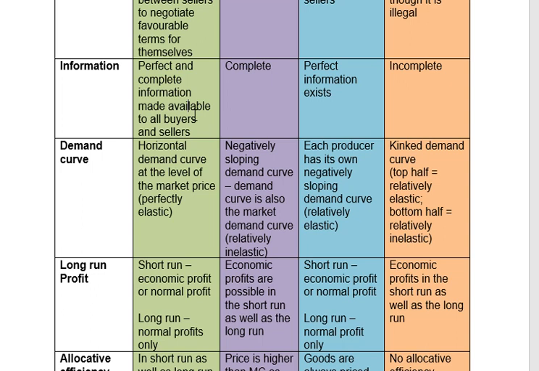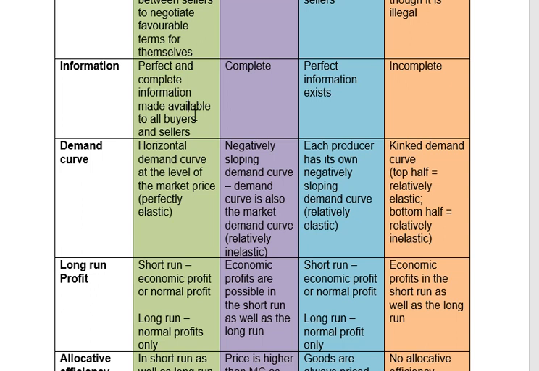All right, so in the monopoly, it is a negatively sloping demand curve and it is relatively inelastic. So where the perfect market is perfectly elastic, for the monopoly, it is negatively sloping but relatively inelastic. Okay, it is inelastic because there are no substitutes. All right, I will explain that when we get to the monopoly.